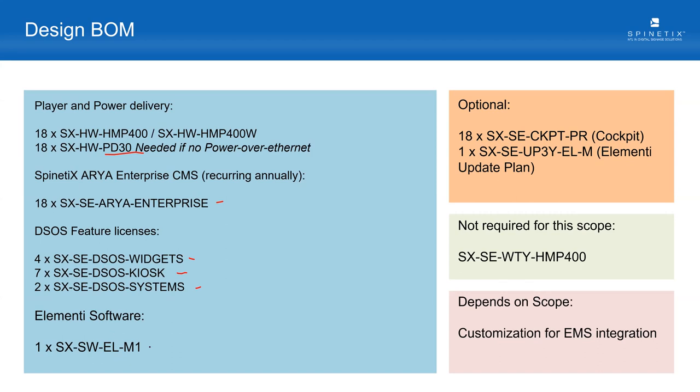And not to forget the one-time purchase of the Elementi software. Remember, the M version is the go-to version, and that has an SKU that ends in M1. And then the two things we looked at recently, Cockpit for monitoring and the Elementi update plan. Optional, but for this scope, from what the customers asked for, they very much fit, because the customers specified they want those services and they've told us they expect this project to have a 3-year lifespan.